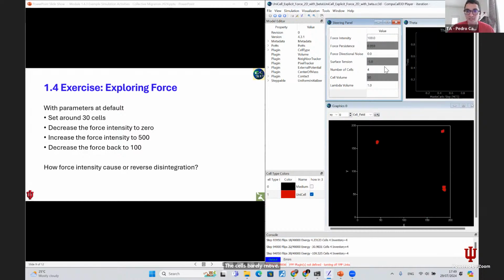But I want you to do this exercise with a bigger number of cells. I'm suggesting 30 cells. So go ahead and change the number of cells to around 30. And take a moment to appreciate how the cells connect to each other, forming clusters, and then migrating together. If you increase the force persistence to around 0.9, you'll see that these clusters tend to stay together. And as they collide, they co-align and then keep migrating together.